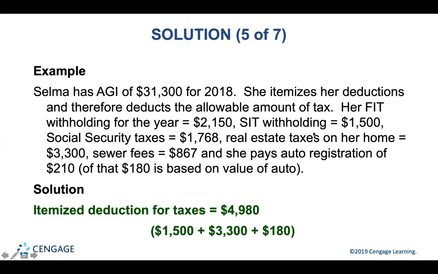$4,980. She's allowed her $1,500 in state withholding, the $3,300 in real estate taxes, and the $180 that's based on the value of the vehicle. She may not deduct her federal income tax withheld, her Social Security taxes withheld, the sewer fees, or the part of the auto registration that is not related to the value of the vehicle. So her total itemized deductions for taxes is $4,980, and that is below the $10,000 limit, so she would be allowed to take the full $4,980.